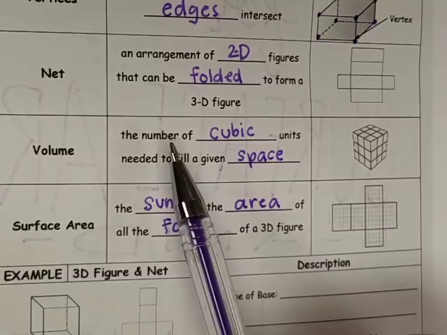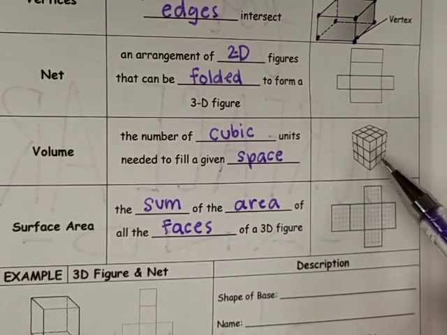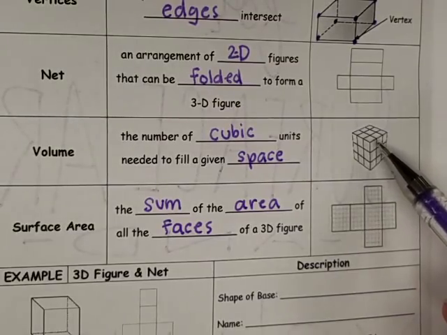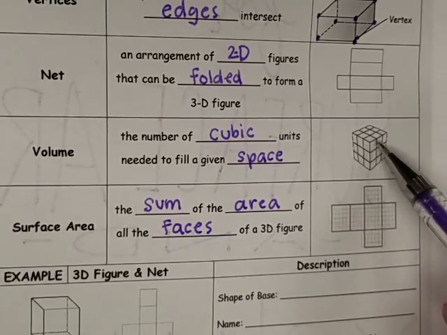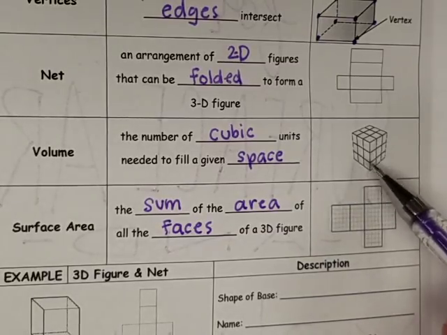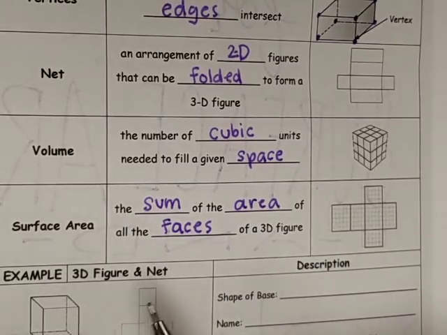All right, volume is the number of cubic units needed to fill a given space. So if you look at this shape right here, we could tell it's a cube because it's 1, 2, 3, 1, 2, 3, and then length, width, and height, 1, 2, 3. So all of those are the same. And so you do 3 times 3 times 3 to figure out how many cubes are in here. So that's how you do volume.